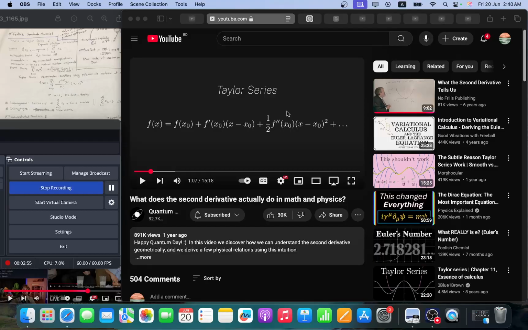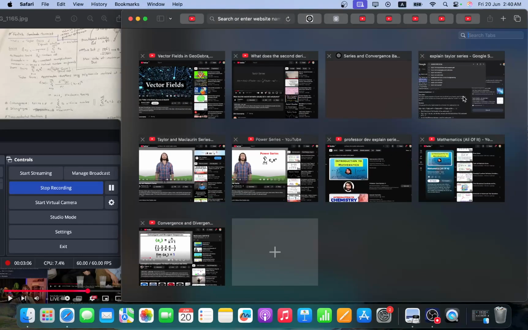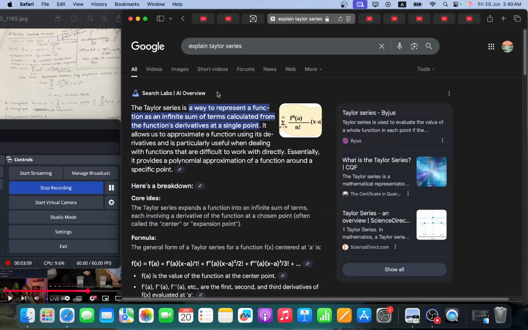Another thing that perplexed me for the longest time is the Taylor series. When I saw it, I immediately wanted to learn more about it, and I asked Google to explain. A Taylor series is a way to represent a function as an infinite sum of terms calculated from the function's derivative at a single point. So we take a single point and calculate derivatives, and the series is a version of polynomials. That is what I understood.